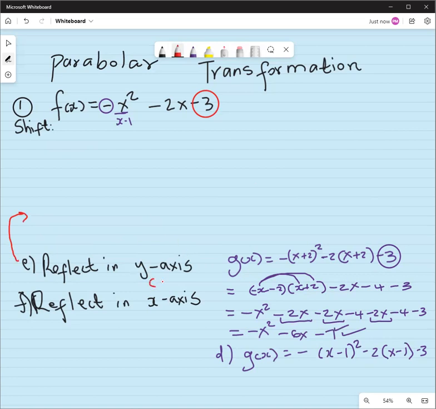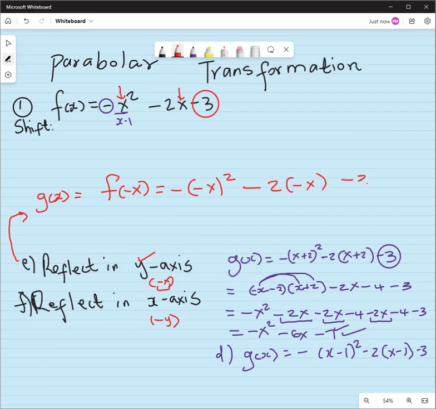In the y-axis, you make x negative. In the x-axis, you make y negative, right? So basically, reflecting this in the y-axis, it means my g of x is going to be f of negative x, because reflection in the y-axis, I make x negative. So where there's x, I put negative, basically. So here I'm going to have a negative and a negative x. So I'm going to have the negative that was outside. Then you substitute negative x, you put a square. Then you have minus 2, you have minus x.